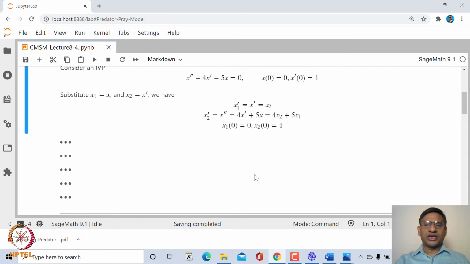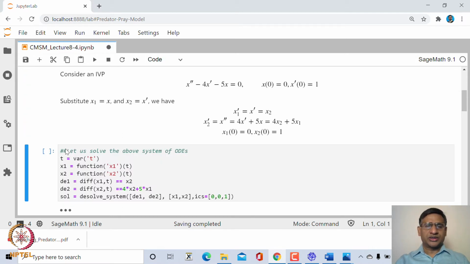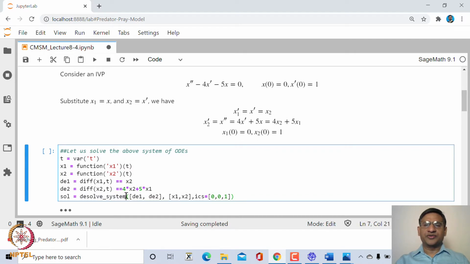Okay. So, let us look at how we can solve this system, and we will see that when we solve this second order equation or we solve this system of first order equations, the solutions are the same. So, suppose we want to solve this system using desolve. We have already seen that we can solve such linear ordinary differential equations using desolve_system, or we can solve this using the method of diagonalization. We looked at a few examples as an application of eigenvectors and eigenvalues, right.